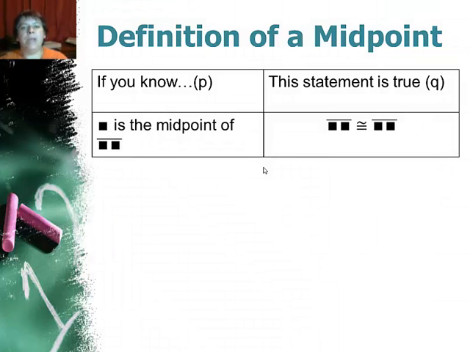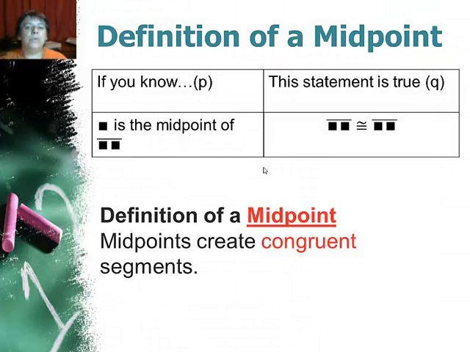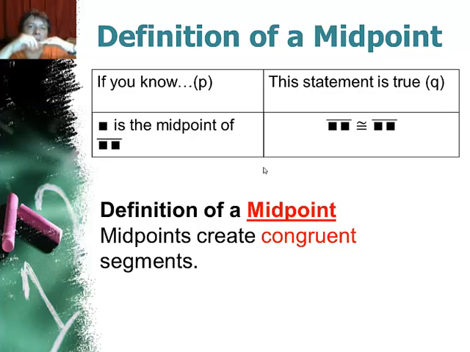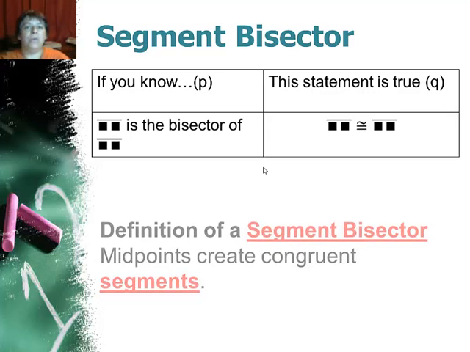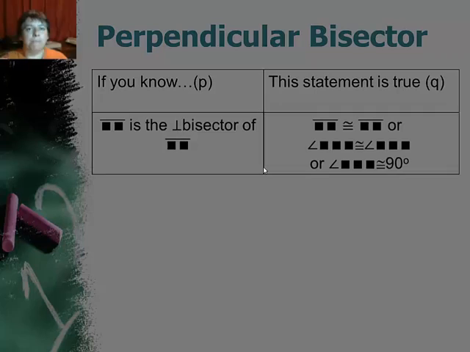A midpoint creates two congruent segments because it falls halfway in the middle, so that means both of the segments created by that midpoint have to be congruent. A segment bisector is similar to a midpoint. It basically means that the bisector hits through that midpoint, and again, it creates two congruent segments.